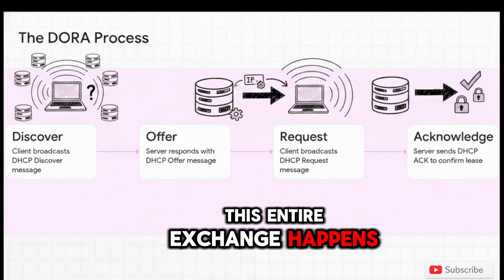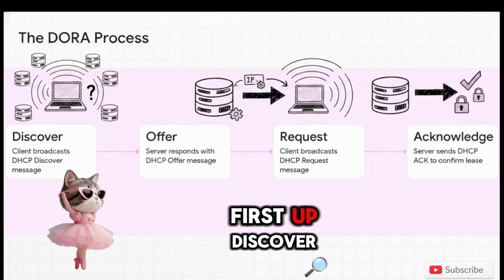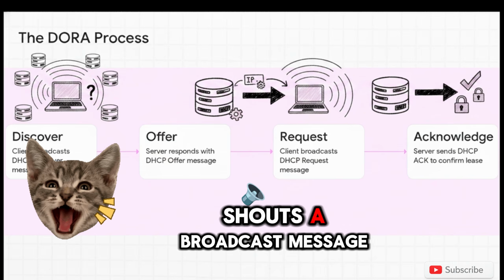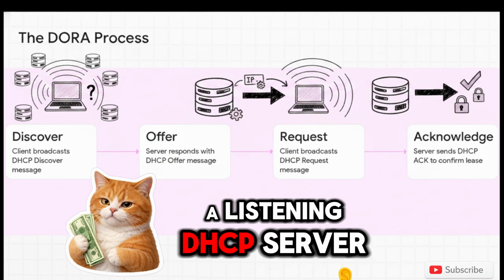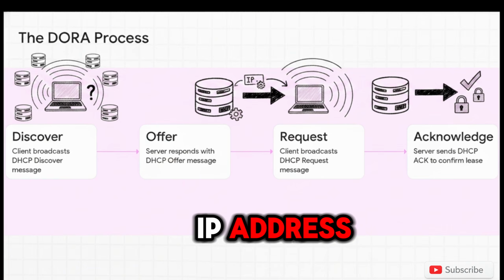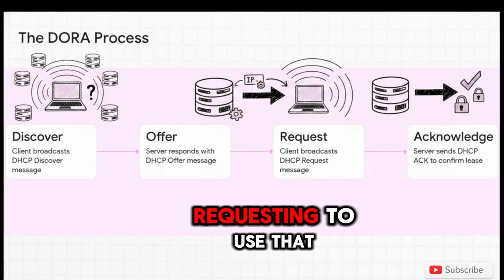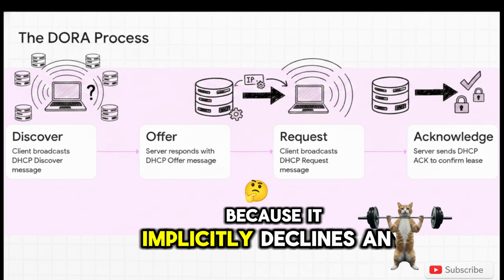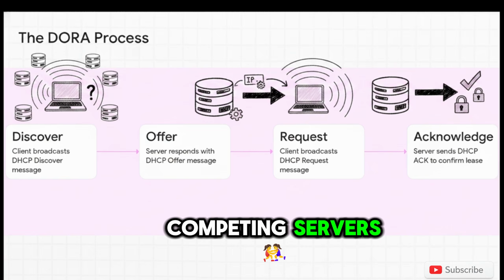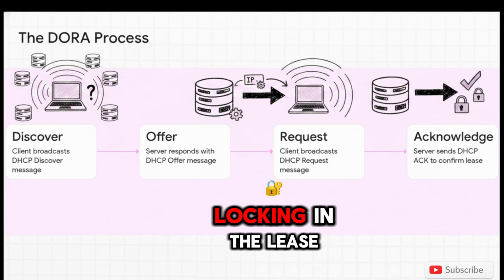Now, this entire exchange happens through a really elegant four-step dance, famously known by the acronym DORA. First up, discover. Your laptop basically shouts a broadcast message to the entire local network asking, "Hey, are there any DHCP servers out there?" Second, offer. A listening DHCP server replies with a proposed IP address and configuration. Third, request. Your client broadcasts again, officially requesting to use that specific offered IP address. And this actually does double duty because it implicitly declines any other offers it might have gotten from competing servers. Finally, acknowledge, or ACK. The server sends a confirmation message, locking in the lease.